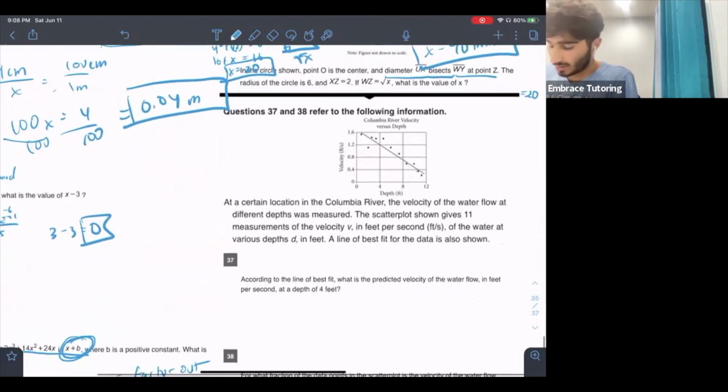Last 2 questions. Questions 37 and 38 refer to the following information. At a certain location in the Columbia River, the velocity of the water flow at different depths was measured. The scatter plot shown gives 11 measurements of the velocity v in feet per second of the water at various depths d in feet. A line of best fit for the data is also shown. According to the line of best fit, what is the predicted velocity of the water in feet per second at a depth of 4 feet?